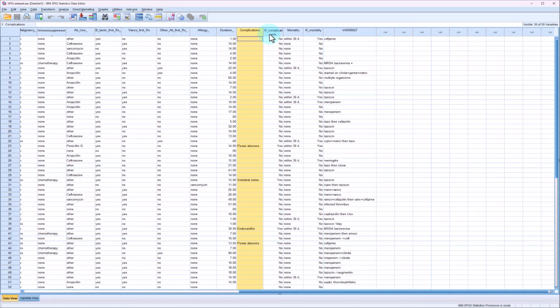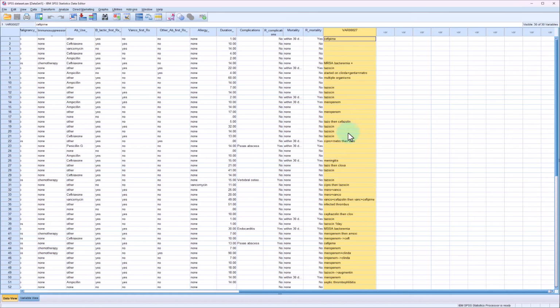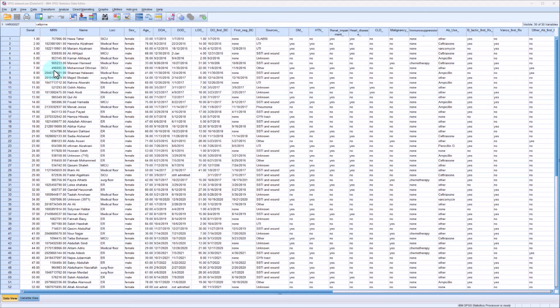I have recorded into yes no variables, and mortality data I have also recorded it into yes no variable. And finally, please ignore the last column. This was given in the Excel data sheet, but it did not create any sense, so I would not include this column in the data analysis. Now I would start the analysis part.